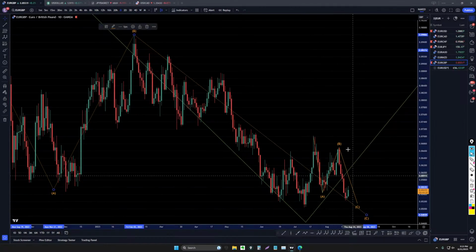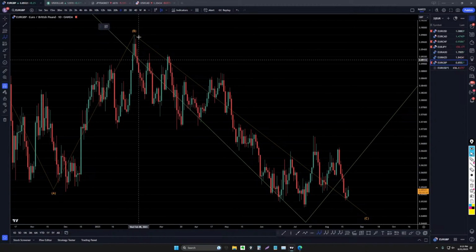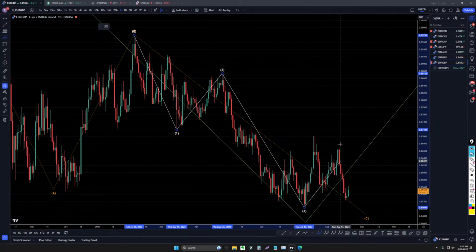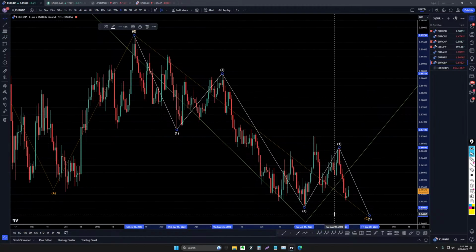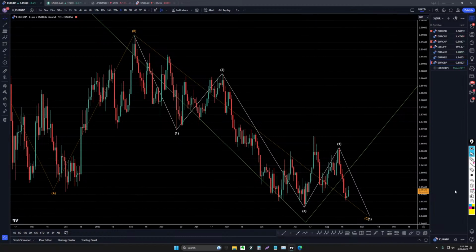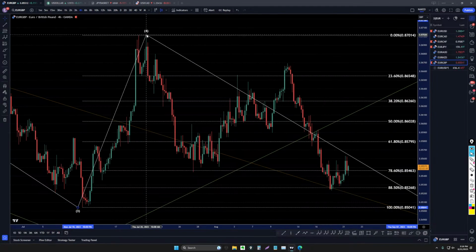Yeah, I would say so. I'm not really convinced this is an ABC anymore. It looks more like 1, 2, 3, 4, 5. Probably going to go down, take out these lows, and then go back up. Trap everybody that went long over the last few weeks. Maybe even ended over here, honestly.